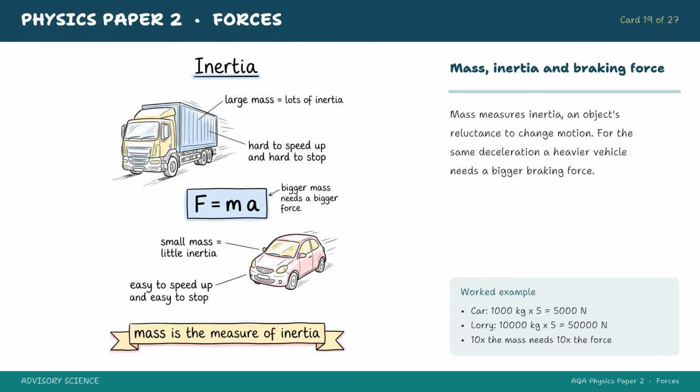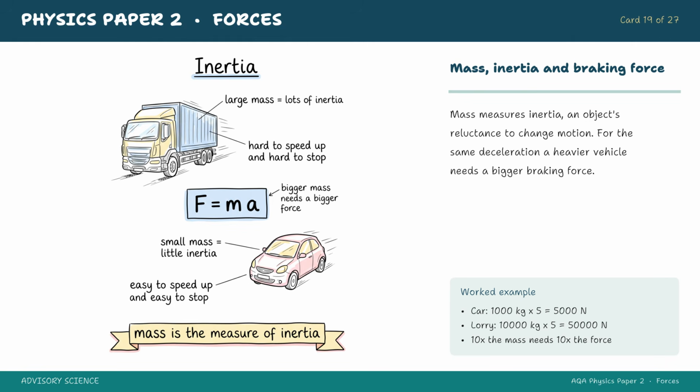Let's say 5 meters per second squared deceleration. Look at the formula. Force equals mass times acceleration, F equals ma. For a small 1,000 kilogram car, you multiply 1,000 by 5. The car needs 5,000 newtons of braking force to stop.